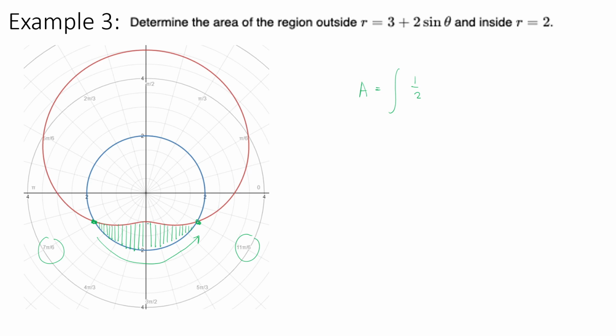1 half. So again, take note that if we start from the origin, then let's say we take a representative strip. The outer portion would be the blue graph now. And then the inner portion would be the red graph. So outer now is 2 squared minus the red graph, which is the inner polar equation now, (3 plus 2 sine theta) squared, and then d theta. So again, from 7 pi over 6 going towards 11 pi over 6. So again, the lower limit should always be lesser than the upper limit.